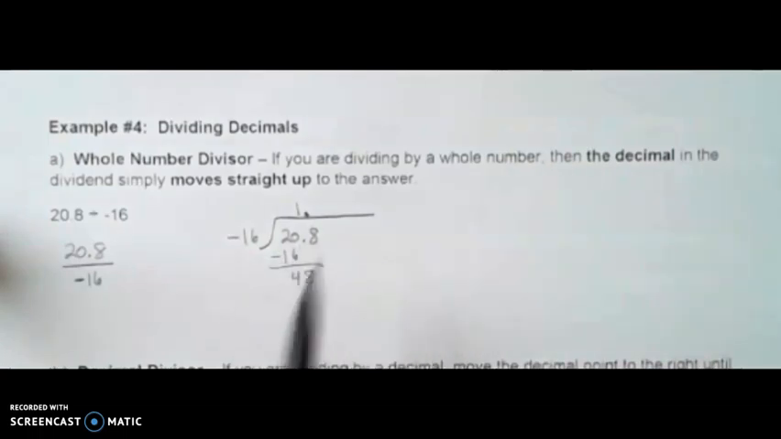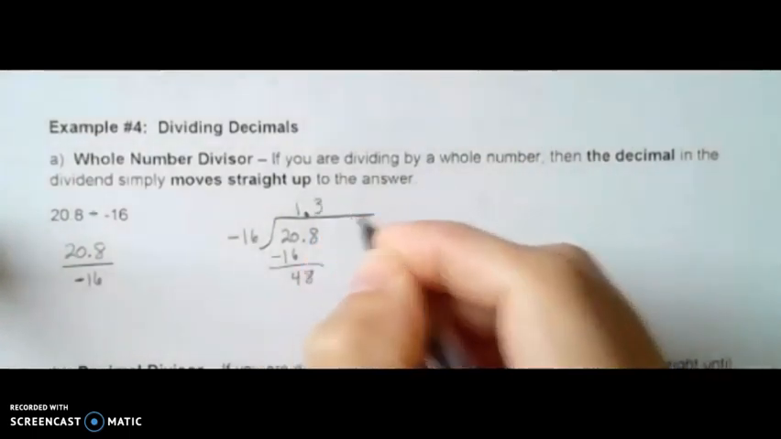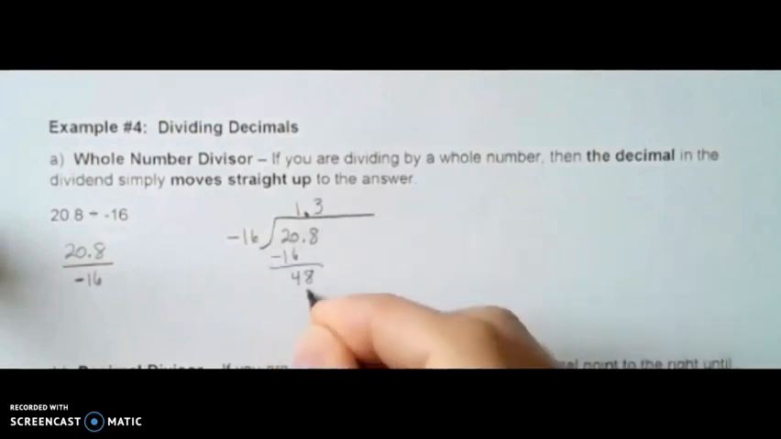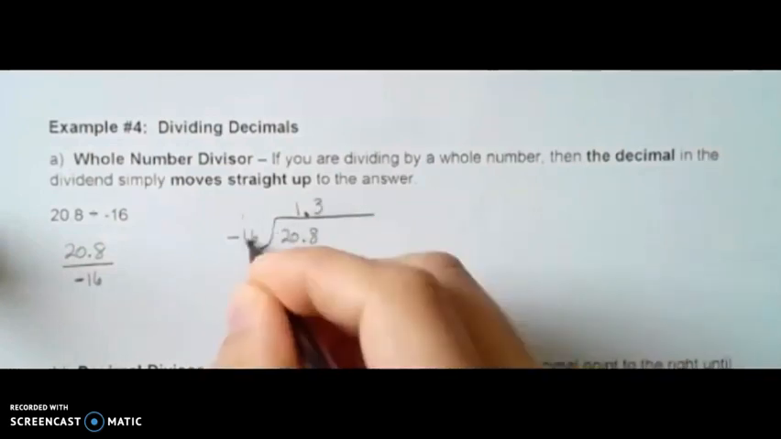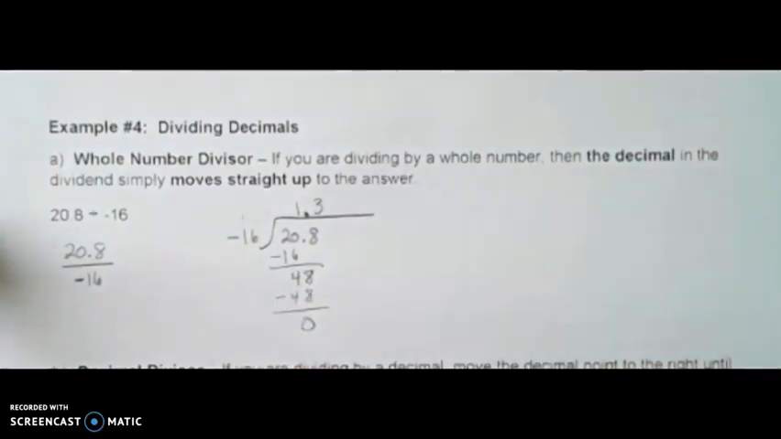Okay, make sure you're lining everything nicely up here. And now we have to figure out how many times 16 goes into 48. Well, 16 goes into 48 3 times. 3 times 6 is 18, carry the 1. 3 times 1 is 3, add 1 is 4. And look at that, we have a 0 remainder.